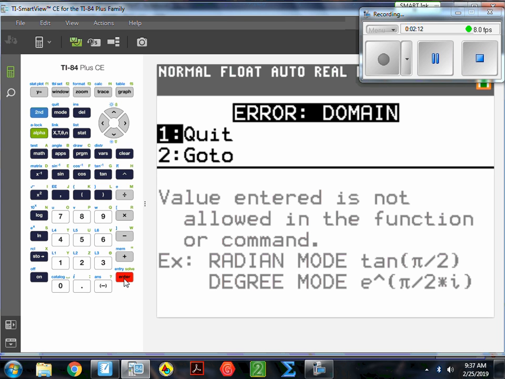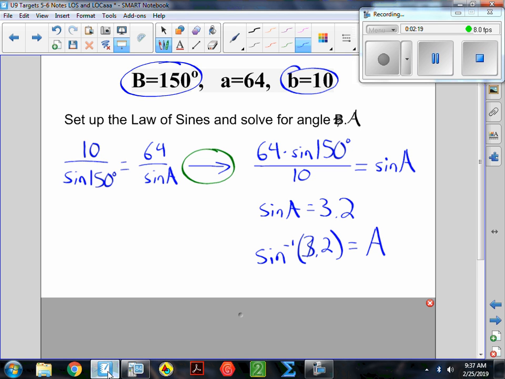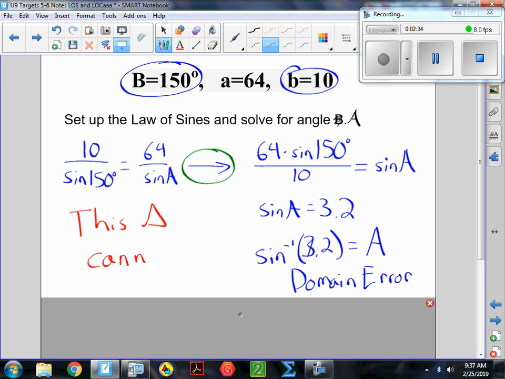So that's a domain error, not a syntax error, which means that there is actually an issue with our problem. Okay, so this gives me an error, or specifically a domain error. And what that tells me for this problem is that this triangle does not actually exist. There is no angle that exists where if I take the sine of that angle, I get 3.2.